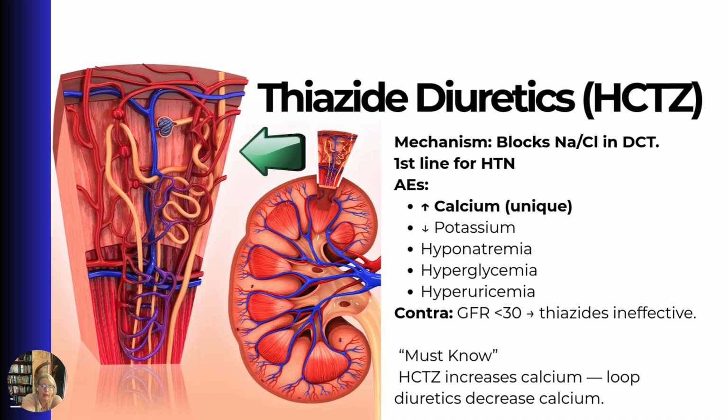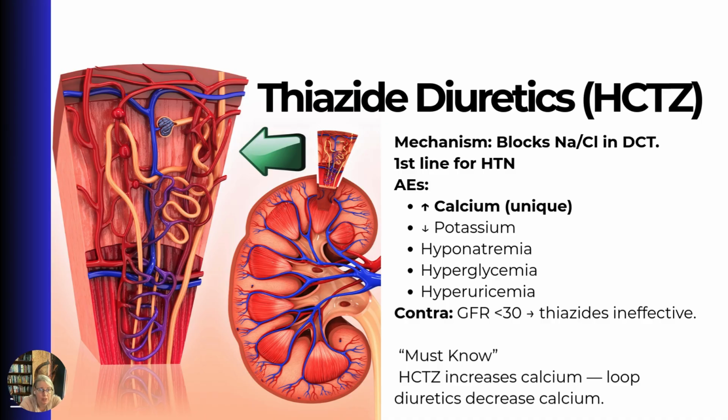So if you do have a patient that's not doing well on their ACE inhibitors or on ARBs, then you want to consider thiazides. I think this is why they've also started these as frontline or first line now. So these block sodium chloride reabsorption in the distal convoluted tubule of the kidney.